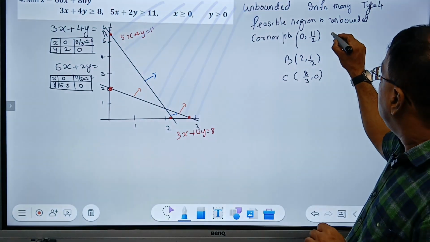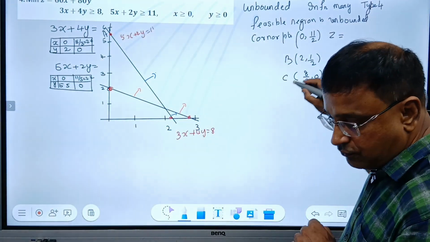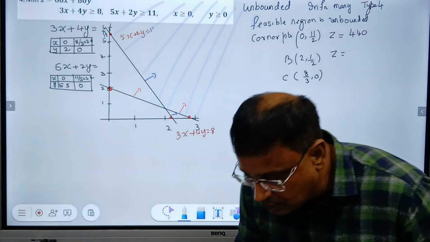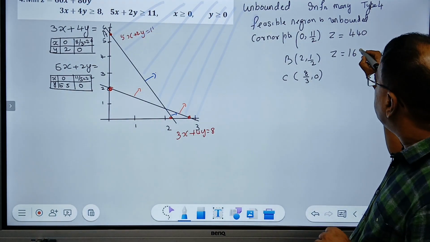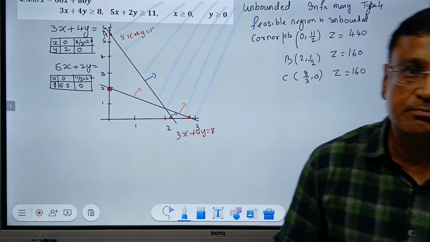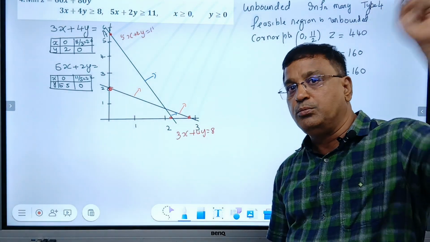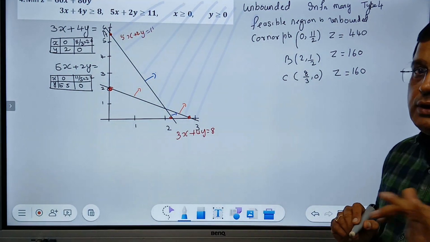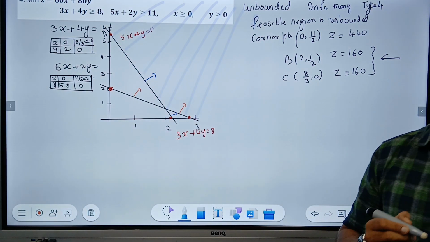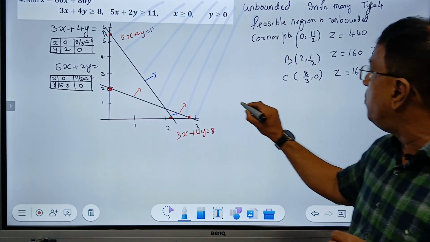Okay, so what are the Z values? When I substitute in Z, I am getting 440, and I get Z equal to 160, and surprisingly this is also 160. Both are 160, and the question is to minimize. Go to the type 2 problem. Now if at all there is a minimum, this has to be the minimum value. But let us see whether it is a minimum value or not. So what I do, I immediately say open half plane.